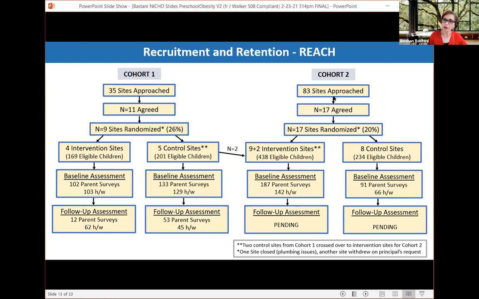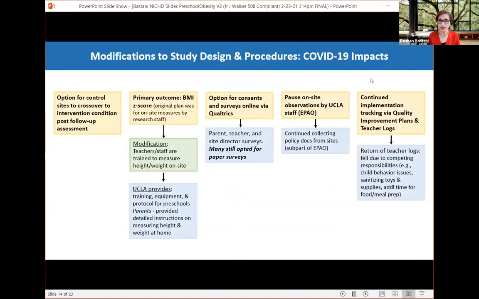This is cohort 2. We approached 83 sites, 17 agreed, although all indications early on were that there was great interest, so 20%. And then we made a change in the design a little bit. We allowed control sites to switch over to intervention if they wished, to boost our numbers because we were facing challenges due to COVID. 2 sites agreed to switch over. So we upped our intervention numbers a little bit. And again, there were challenges in data collection because of COVID-related issues.